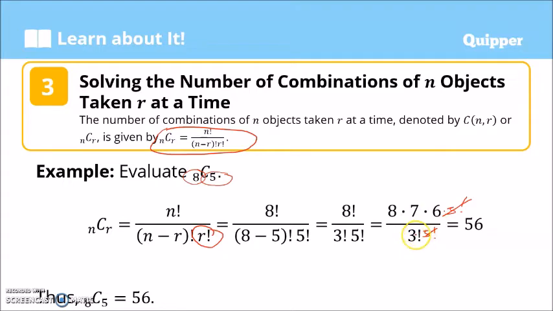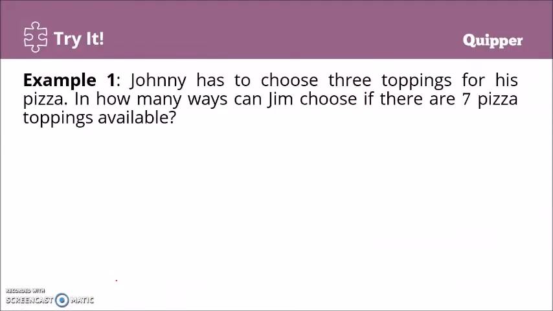Okay? And 3 factorial is 3 times 2 times 1. That's 6, diba? So, cancel out yung dalawa. And so, we have 8 times 7. That's 56. Thus, 8C5 is 56. Okay? Pretty much the same with nPr. Or pwedeng diretso na yun sa calculator. 8C5. That should be 56.